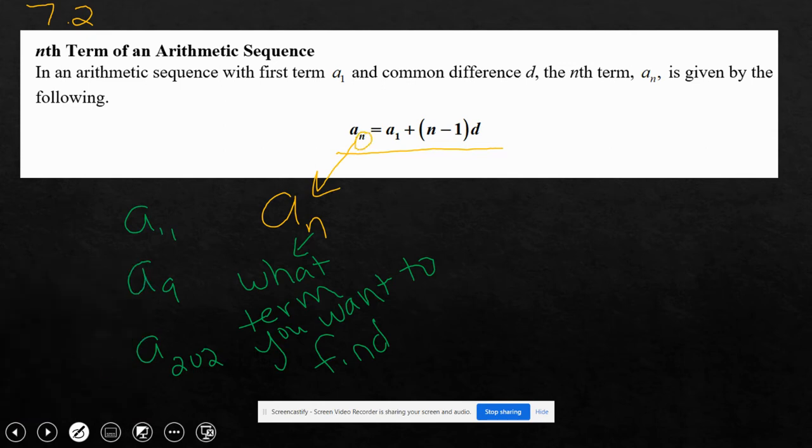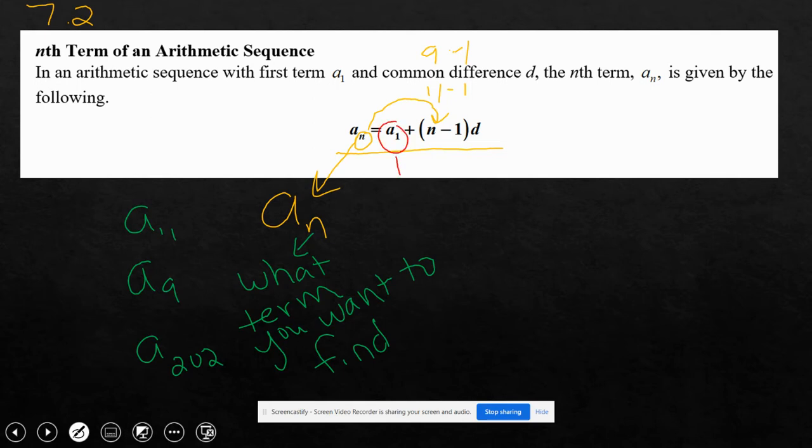Whatever value you put in for this n is the same as this n in the formula. So again, if you wanted the 11th term, then that n would be 11 minus 1. If you wanted the 9th term, then it would be 9 minus 1. If you wanted the 202nd term, then it'd be 202 minus 1.